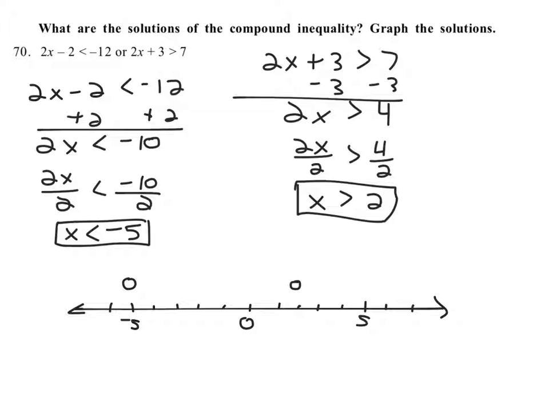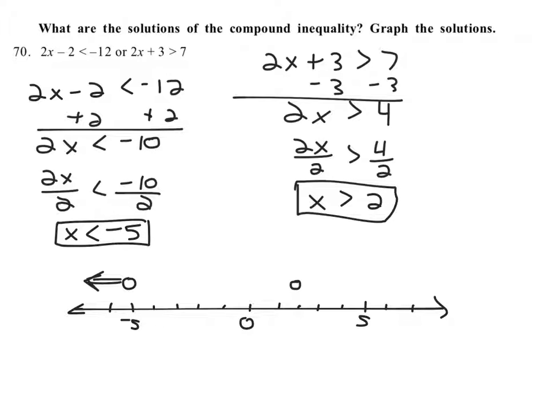Now, can we be equal to negative 5? No, it does not say or equals here. Okay, so we leave it open. We leave this open. Can it be equal to 2? No, can't be equal to 2 because it doesn't say or equals, so we leave it open. Now, which side do we shade on? Well, this says x is less than negative 5. Less than negative 5 is going this way.